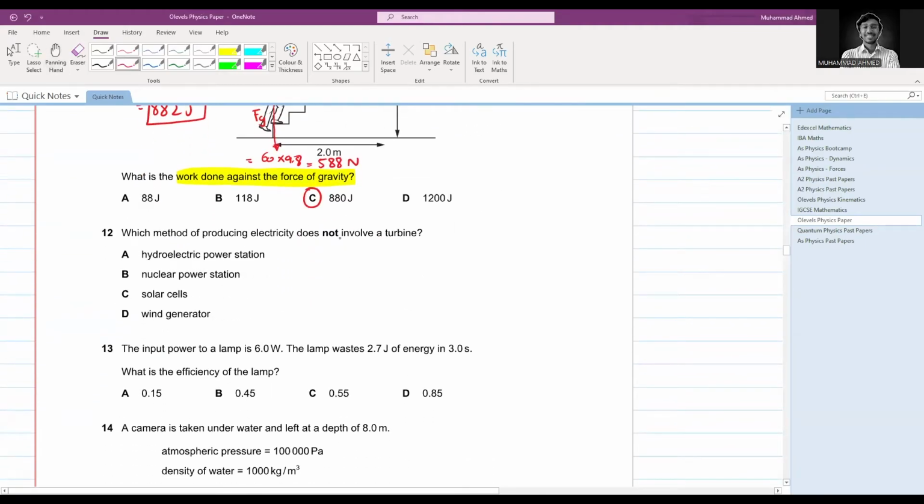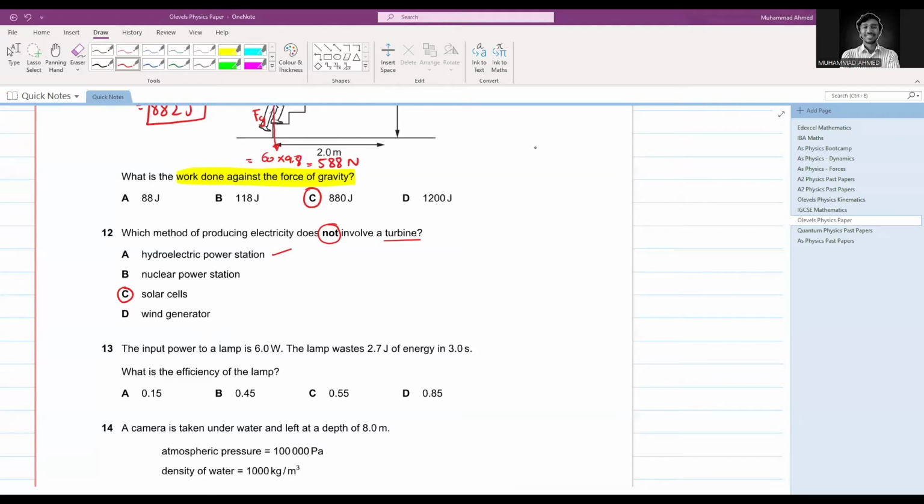Which method of producing electricity does not involve a turbine? In a hydroelectric power station, yes, you do have a turbine. In solar cells, no, we don't have a turbine. C is your answer. In nuclear power stations as well, you have a turbine, because the steam that is generated in a nuclear power station causes the rotation of a turbine. So only in solar cells do you not have a turbine.